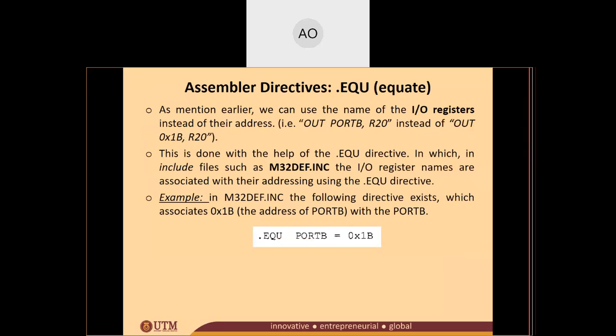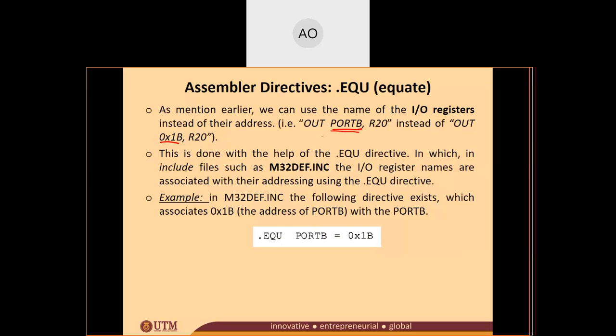Okay, so as mentioned in the previous class, we can use the name of the IO register instead of their addresses. You recall, we can use out PORTB, R20 instead of out with the address, R20. Why can we use the name of our IO register?